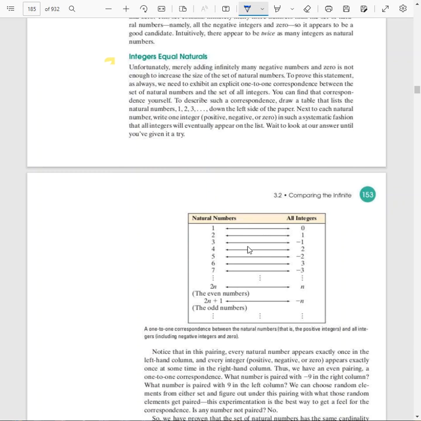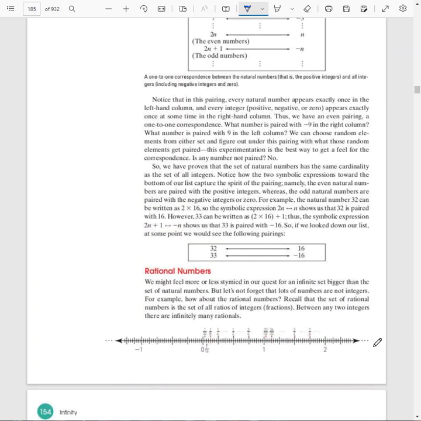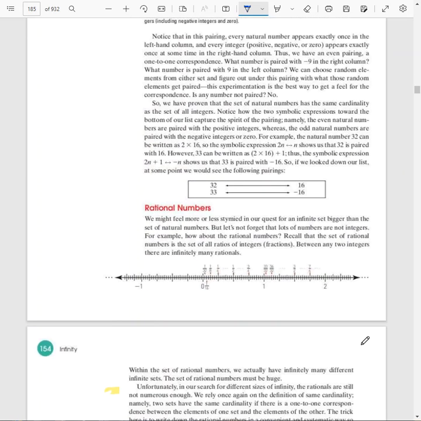Well, we can still match them up. We can still count. Using the natural numbers, we can list every single integer. The natural numbers and the integers have the same number of items, right? They're the same size, they're the same cardinality, because we have a one-to-one correspondence.